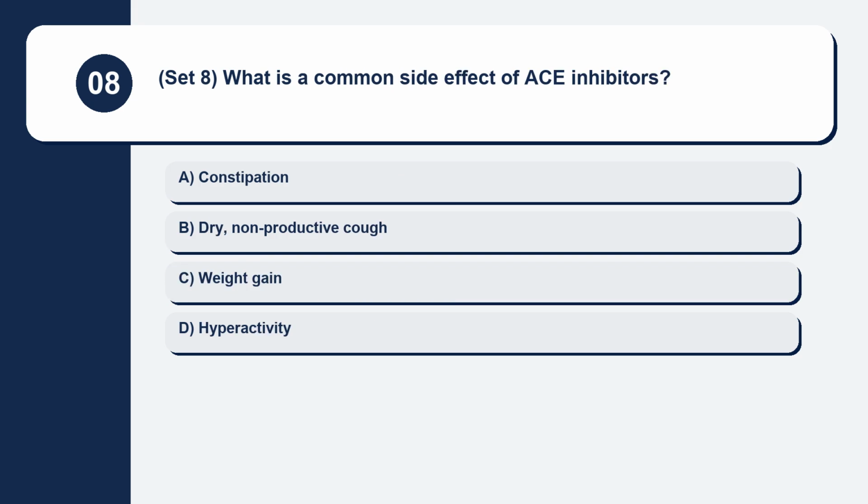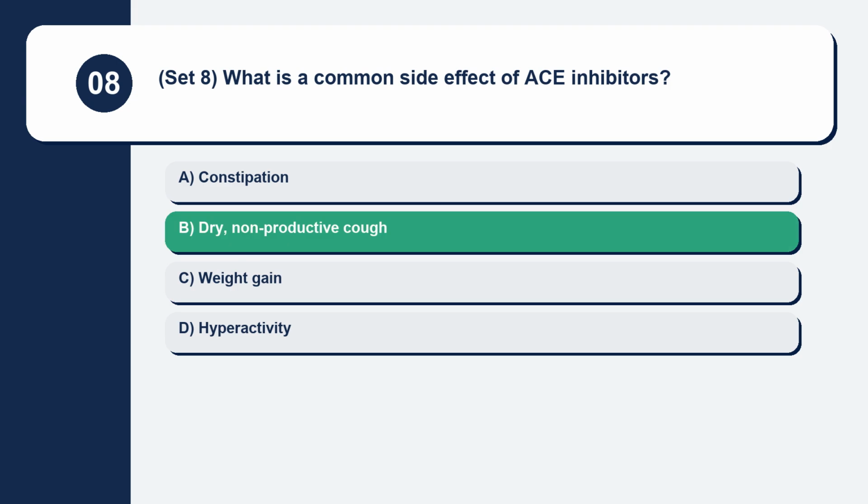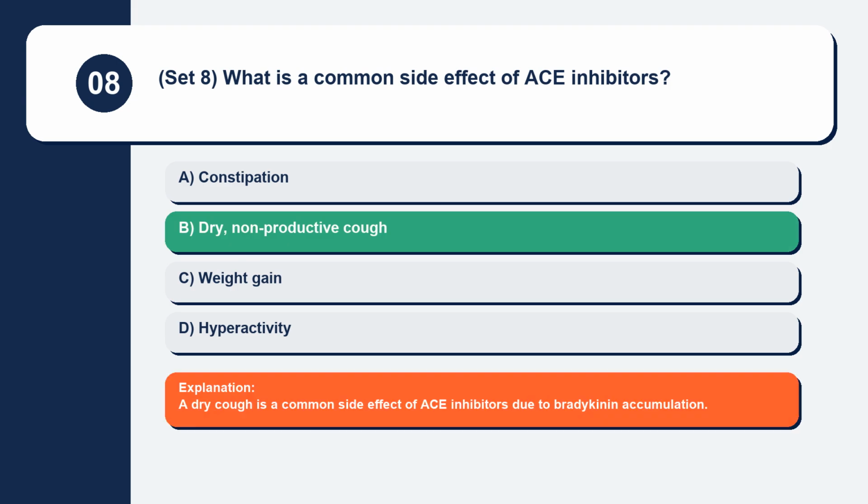Question 8. Set 8. What is a common side effect of ACE inhibitors? Constipation, dry, non-productive cough, weight gain, hyperactivity. A dry cough is a common side effect of ACE inhibitors due to bradykinin accumulation.